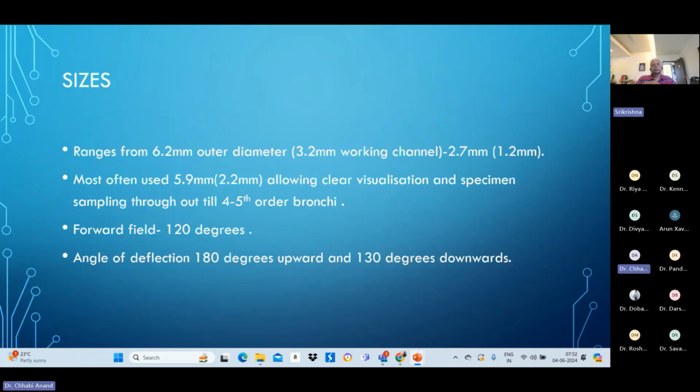There are various sizes, ranging from a 6.2 millimeter outer diameter with a 3.2 millimeter working channel, to 2.7 millimeter. Most often used is 5.9 millimeter, allowing clear visualization and specimen sampling through the 4th to 5th order bronchi. Forward field is 120 degrees, angle of deflection 180 degrees upward and 130 degrees downward.